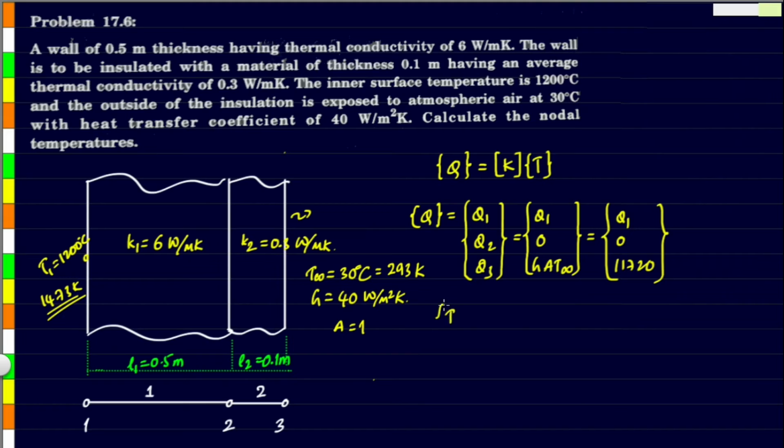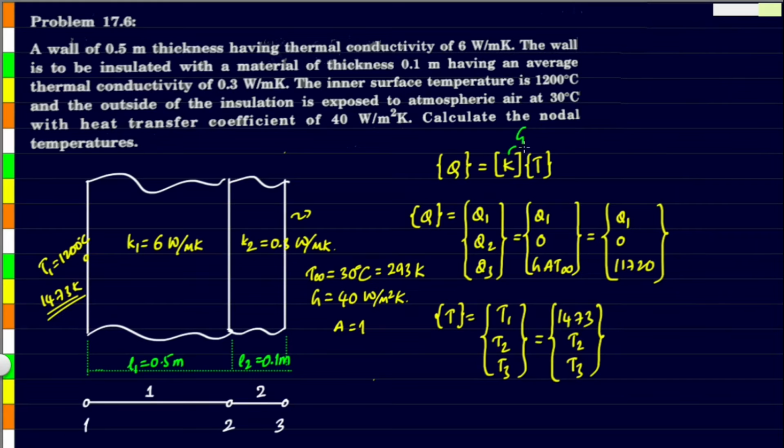Next, let us find the temperature matrix. That's T1, T2 and T3. So T1, T2 and T3 are temperatures at the 3 nodes. T1 temperature is known to us, that is 1473, it's given. T2 and T3 however are unknown, so let's keep it as it is.